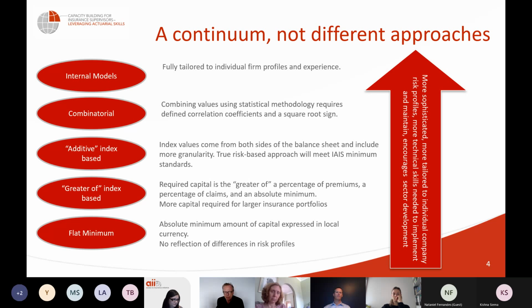So I'm going to ask a polling question and just see whether people can give us an idea about where their existing capital rule applies out of these different categories: the flat minimum, the greater of index, the additive index, the combinatorial approach with the square root, or the internal models. So perhaps we can get that first polling question up, and I'm going to ask it first of all for non-life insurance, because I know some jurisdictions have different approaches for life and non-life.